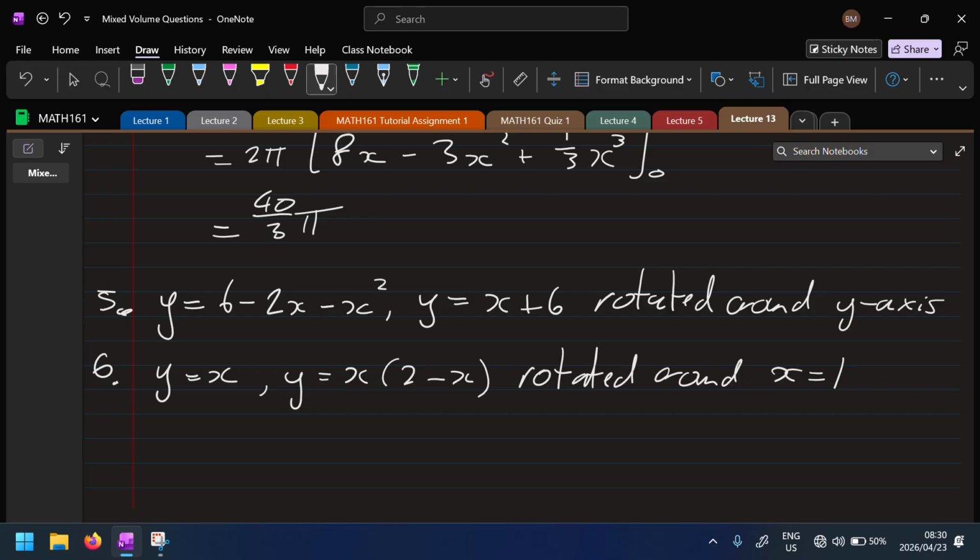Any questions about that? You're good. With the volumes, yeah, it'll be very similar. The only thing extra is the moments of inertia parts. Any other questions?